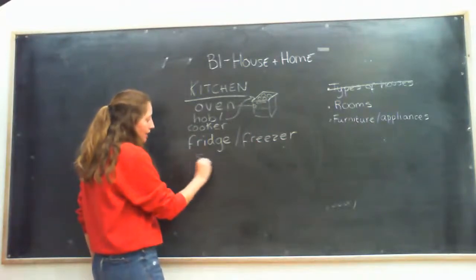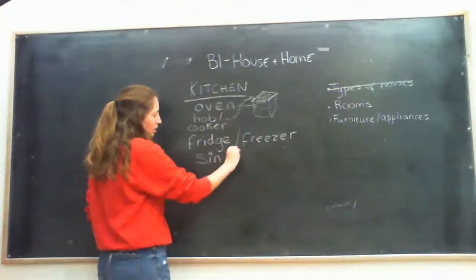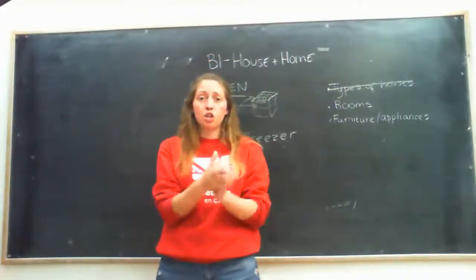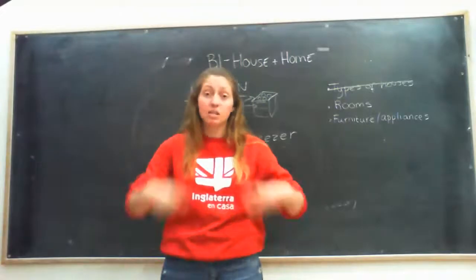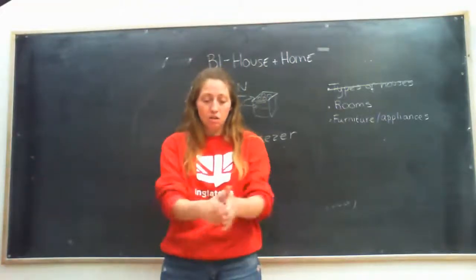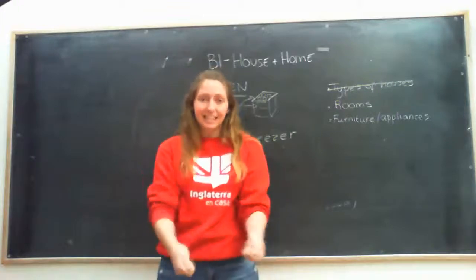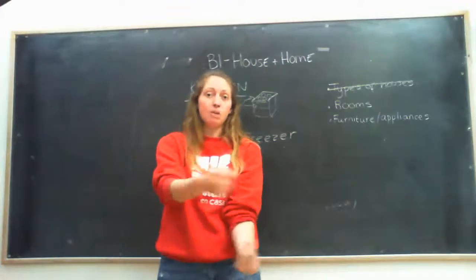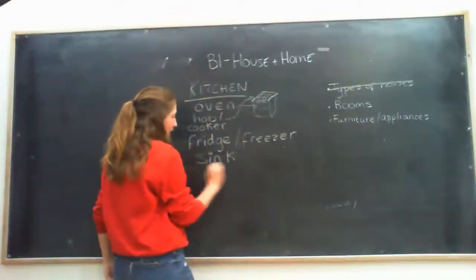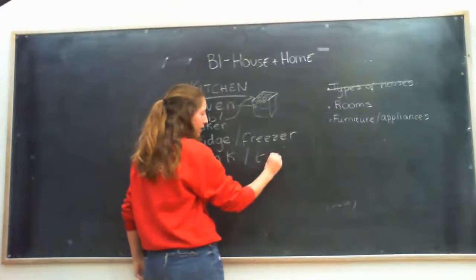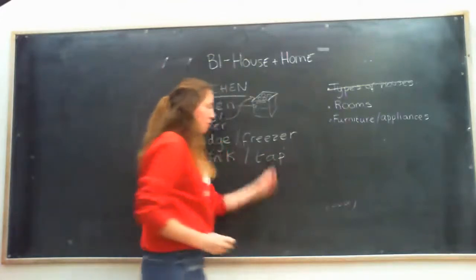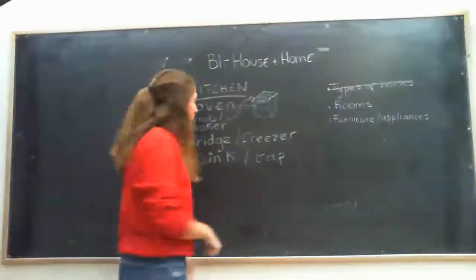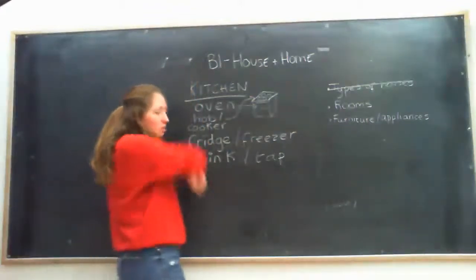You also have a sink. A sink, you'll be using this a lot at the moment as well, because it's where you wash your hands, yes, and where you wash the plates. So you put your plates in the sink, and then you wash them, okay? The thing that I turn on for the water to come out is called a tap. The tap is where the water comes out. The sink is where I put my plates to wash them. Okay, sink, tap.